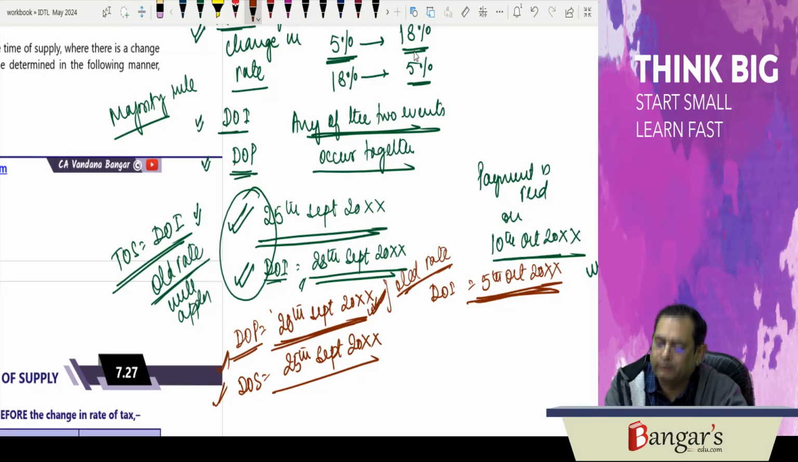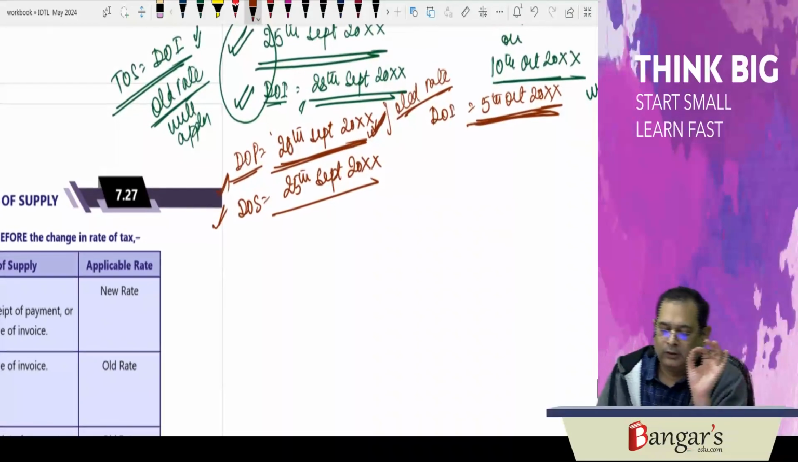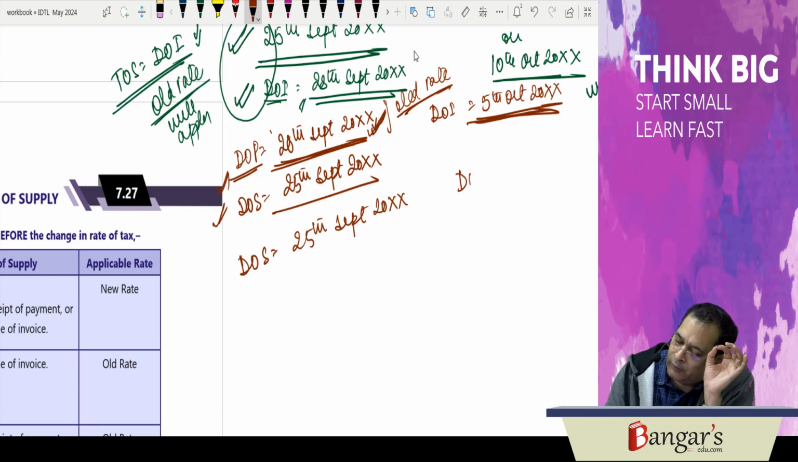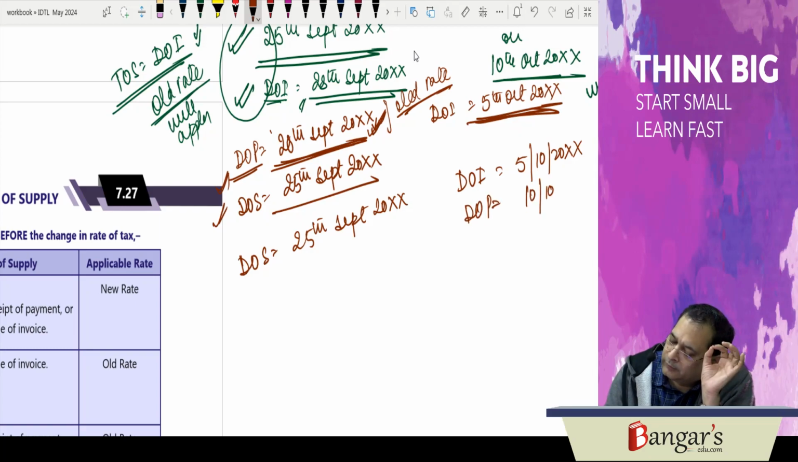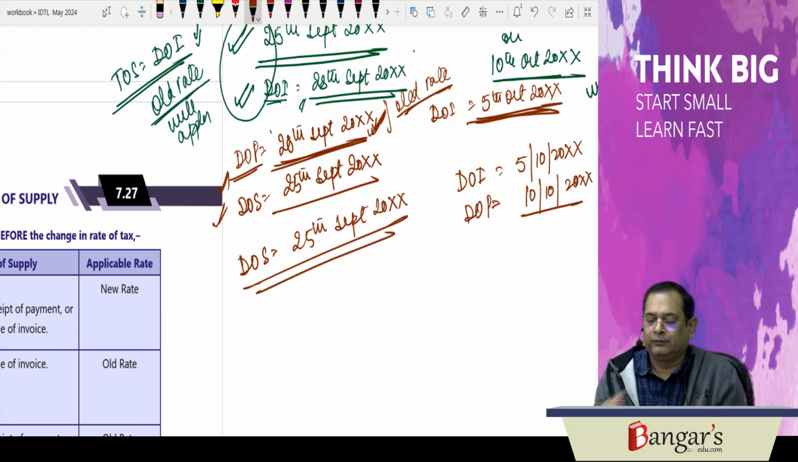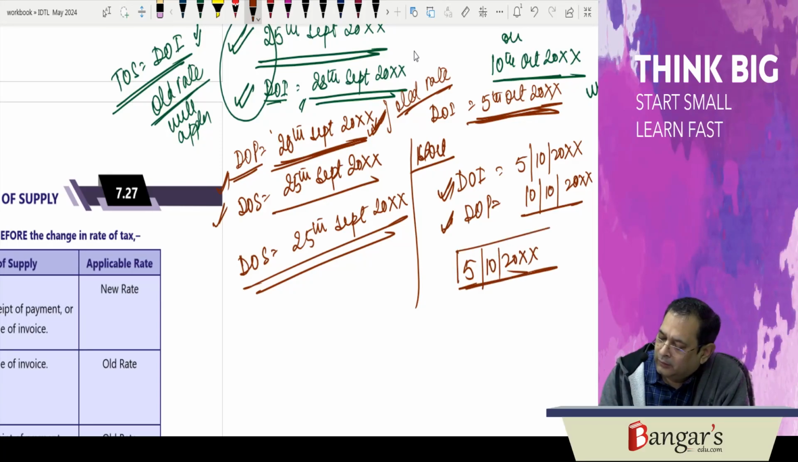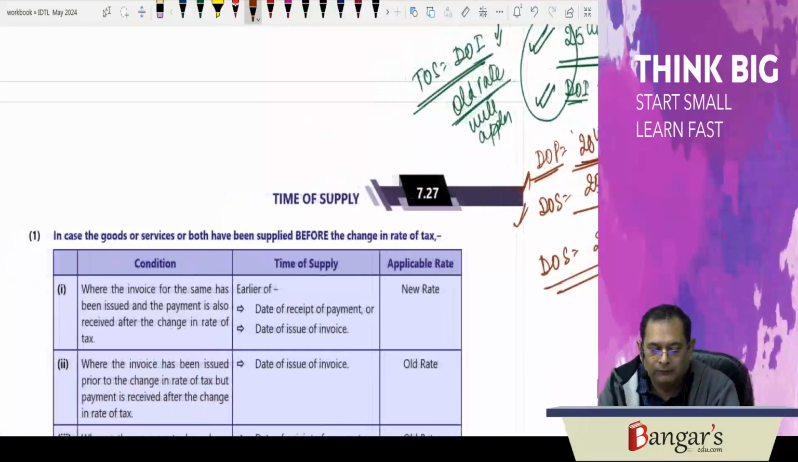Old rate will apply. Now say date of completion of supply of services is 25th of September. Date of invoice is on 5th of October. And date of payment is also on say 10th of October. So here now this event is separate. Change takes place on 1st of October. So time of supply will be date of invoice or date of payment, whichever is earlier, that is 5th of October. Time of supply is say 5th of October, date of invoice or date of payment whichever is earlier. So let us see.